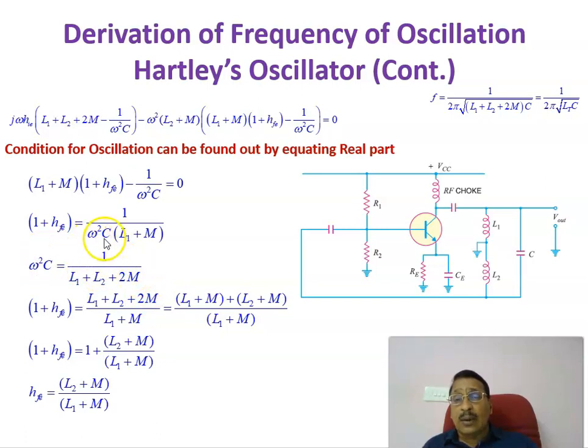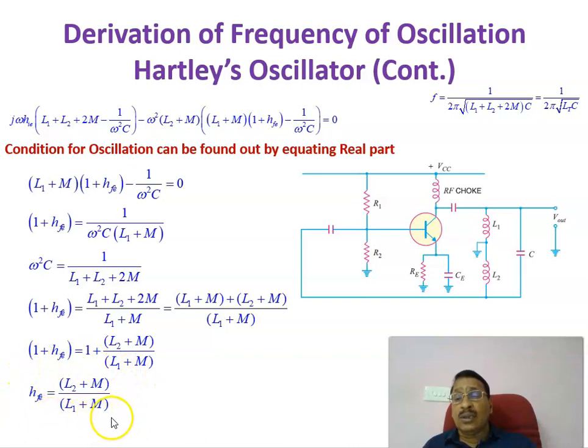Substituting for omega square C here, we get 1 + HFE equal to (L1 + L2 + 2M) divided by (L1 + M). Here L1 + L2 + 2M I can write as (L1 + M) plus (L2 + M), divided by (L1 + M). So it is equal to 1 + (L2 + M) divided by (L1 + M). That is equal to 1 + HFE. Or HFE should be equal to (L2 + M) divided by (L1 + M).